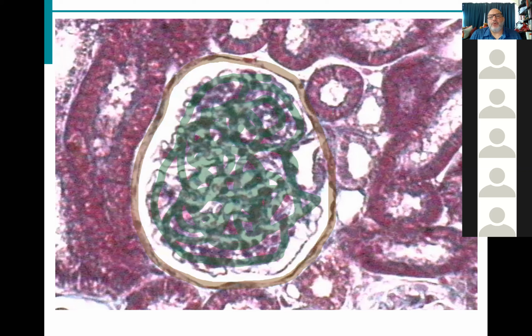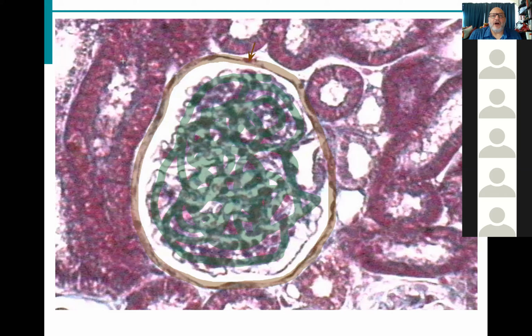Now, as it turns out, Bowman's capsule, as you can see, is made up of a single layer of flat cells. So based on that, what tissue type is this structure made up of? Simple squamous epithelial tissue. It is a simple squamous epithelial tissue, excellent. And this dark spot right here, what organelle is that? Nucleus. Nucleus. There you go.